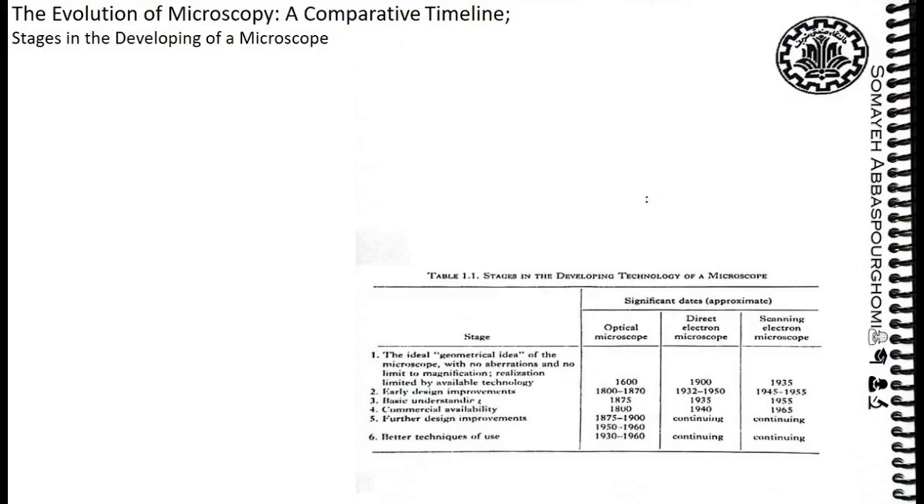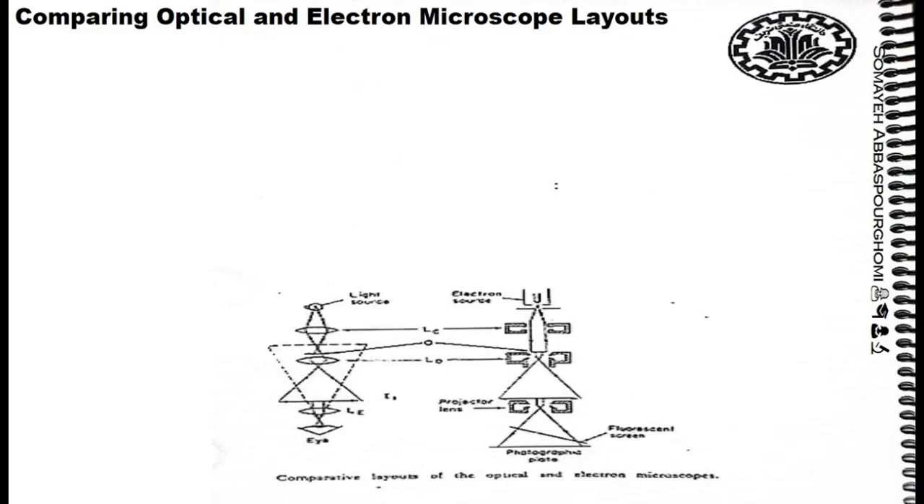I would like to remind you that understanding this evolution helps you appreciate the current capabilities and limitations. Now that we've discussed the fundamental differences between light and electrons, and seen some real-world examples of their capabilities, let's dive into how these microscopes are actually built. On this slide, you'll see a comparative diagram illustrating the basic layouts of an optical microscope and an electron microscope. This visual helps explain why they perform so differently.